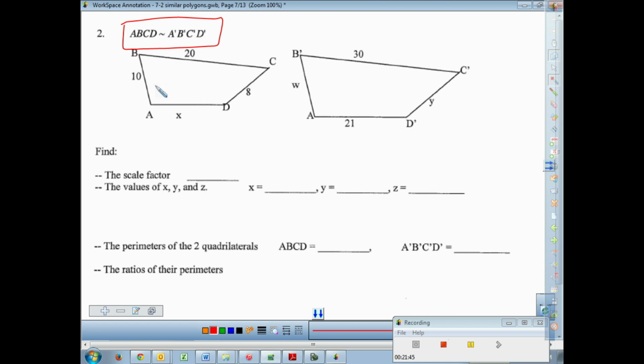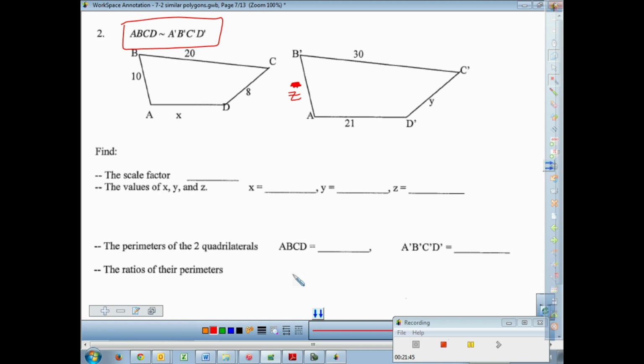Next move. They're asking you to find X, Y, and Z. There's a typo right here. Let's cross this guy out. This W shouldn't be there. Let's call that Z. Okay, and that's a typo. They're asking us to find X, Y, and Z. We can do that knowing that these are similar. Cool? First thing we need.